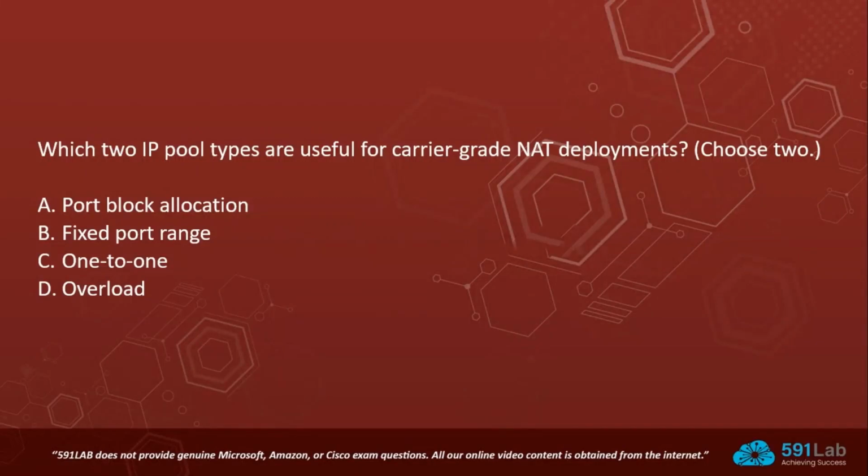Okay, let's go back to the question and find out the correct answer. Answer A, port block allocation. Yes, this one is correct. Answer B, fixed port range. This one is also correct. Answer C, one-to-one, and answer D, overload. These are incorrect. For this question, the correct answer is fixed port range and port block allocation.